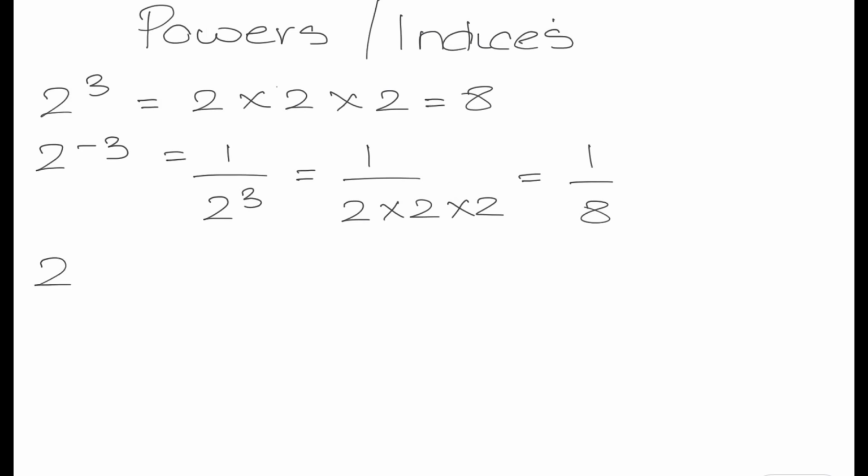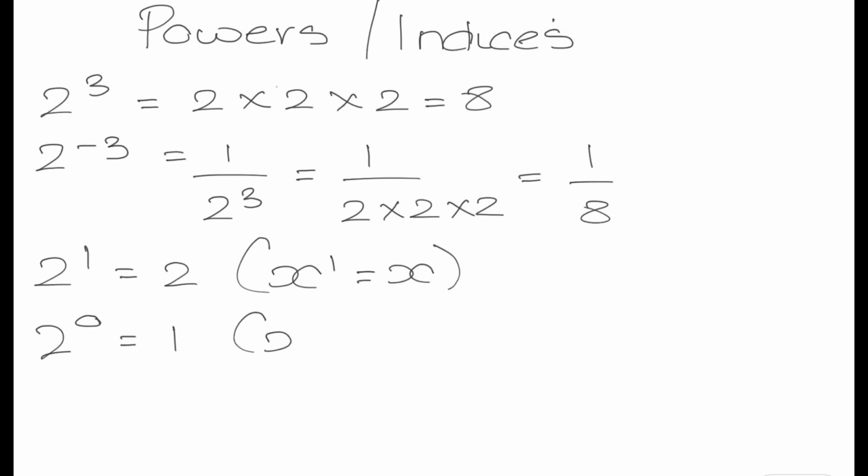Any number to the power of 1 is itself, so x to the power of 1 is x. In this case, 2 to the power of 1 is 2. Any number to the power of 0 is 1, so x to the power of 0 is 1. 2 to the power of 0 is 1, and so forth.